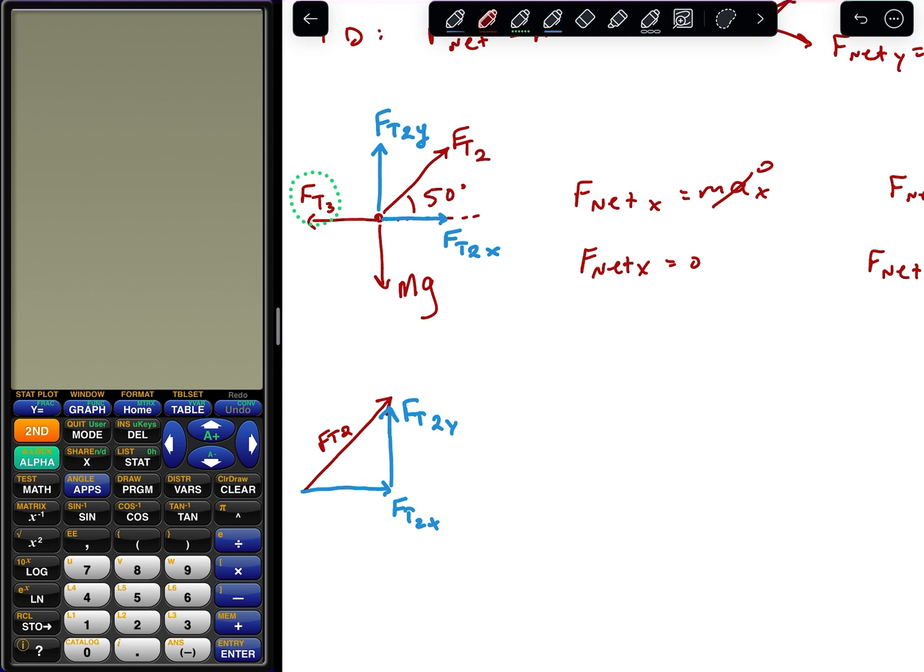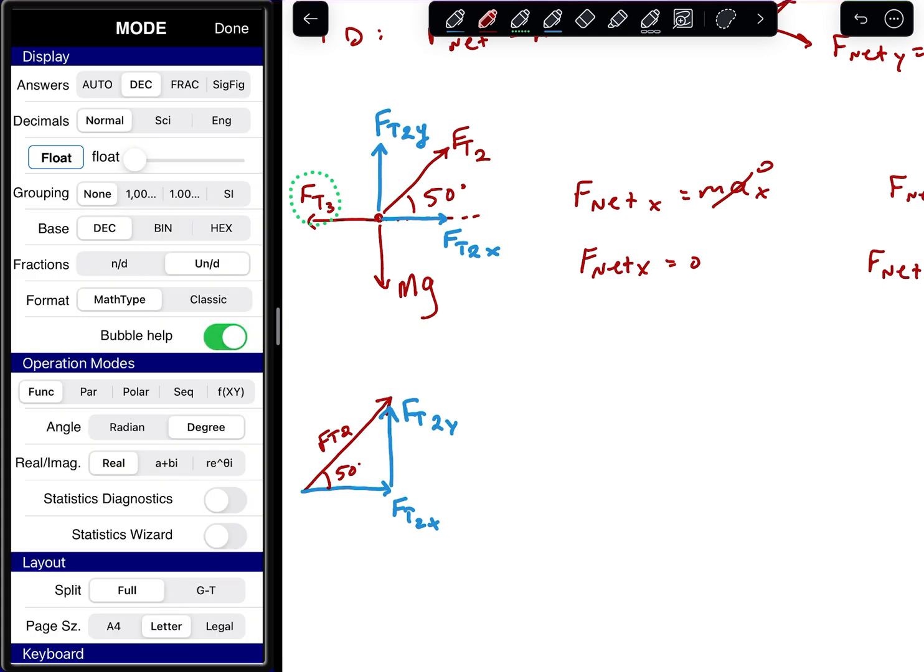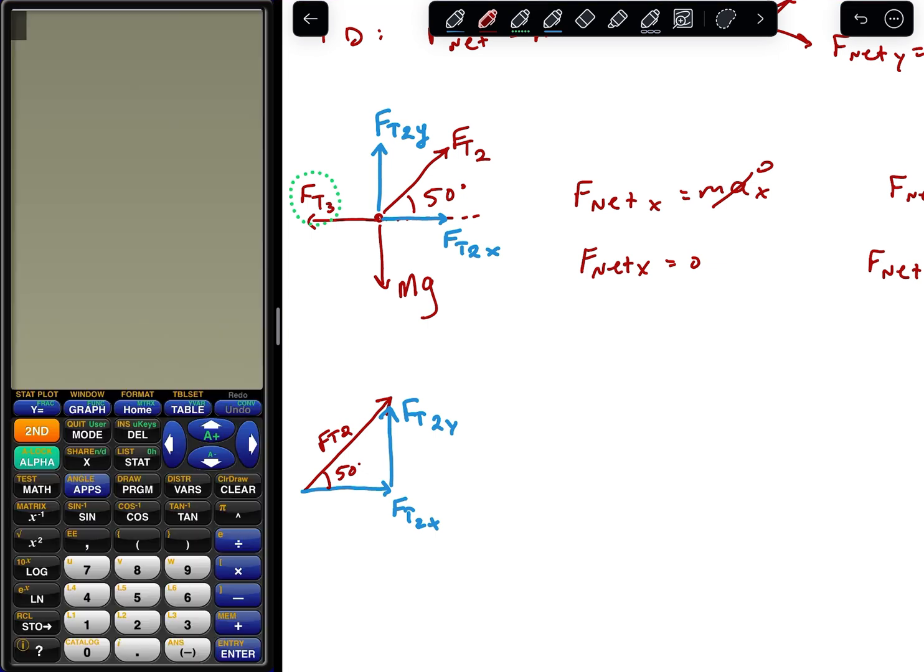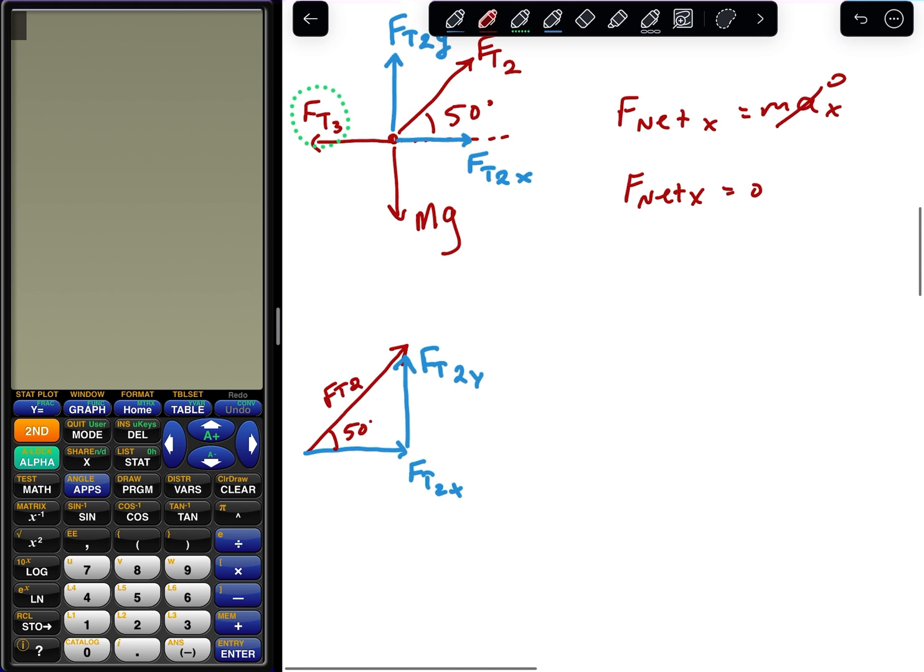And there's our 50 degrees. Let me real quick, since we're going to be doing some math here with trig, make sure that I am in degrees, which I am. And let's get these two components.